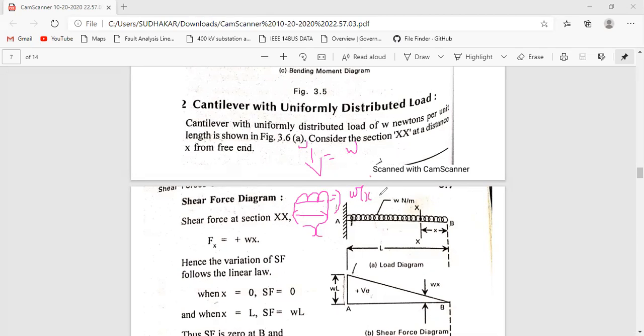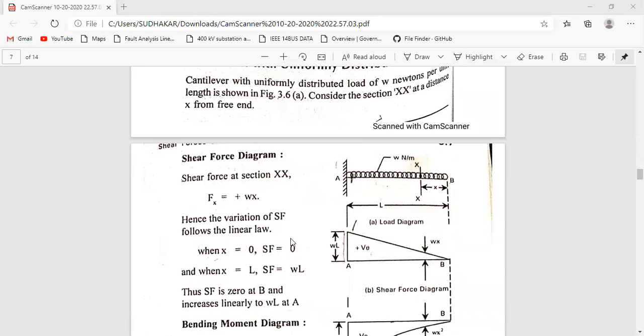This is the X. Okay, W into X. Here the shear force will be W into X. The shear force will be W into X, since the variation of shear force follows the linear law. Linear law, because in case of point load, the shear force will be straight.